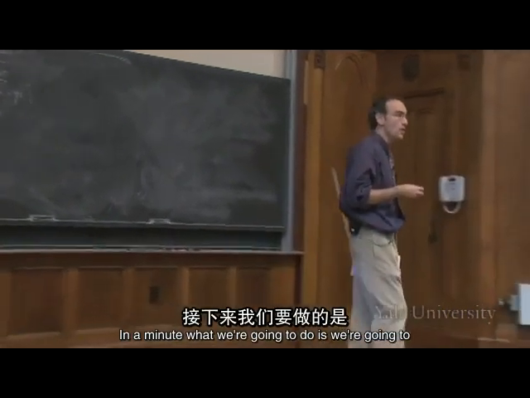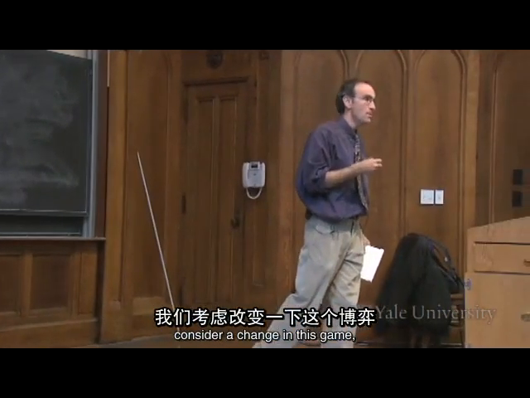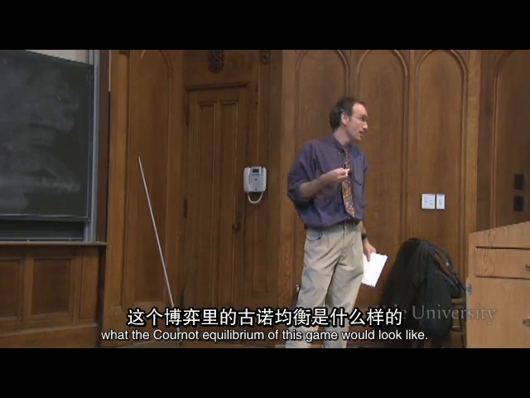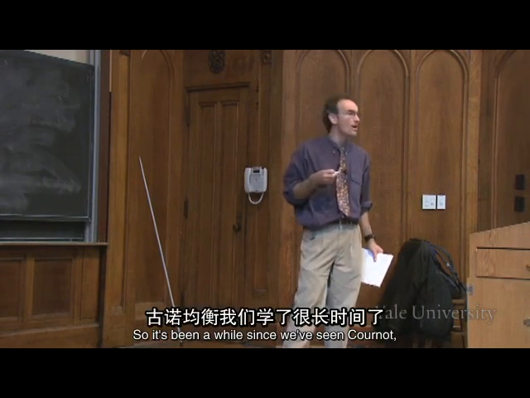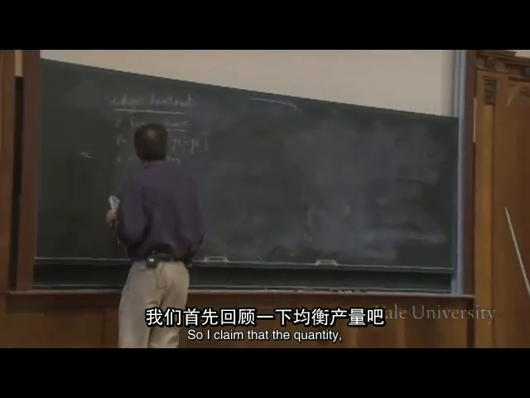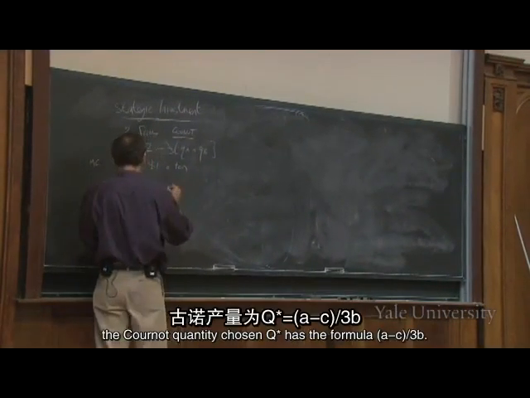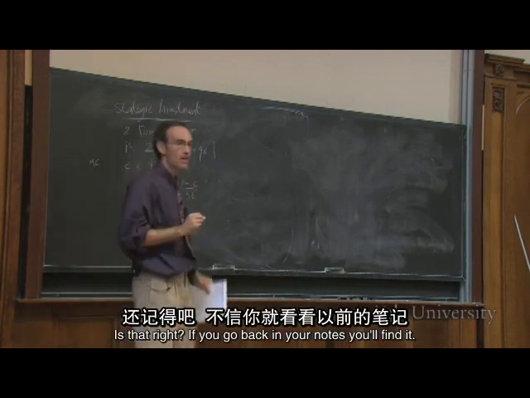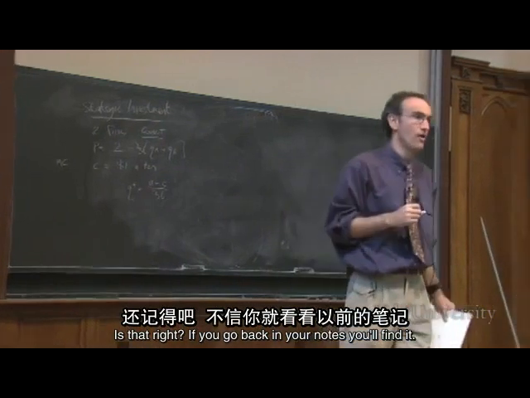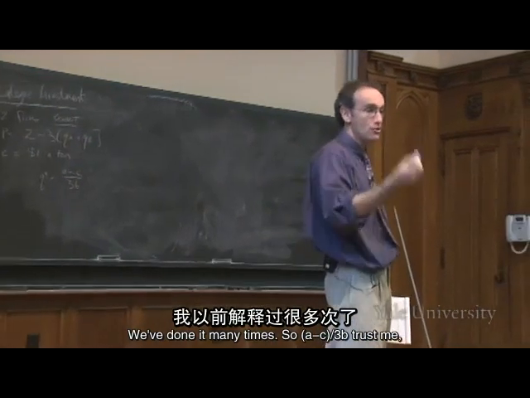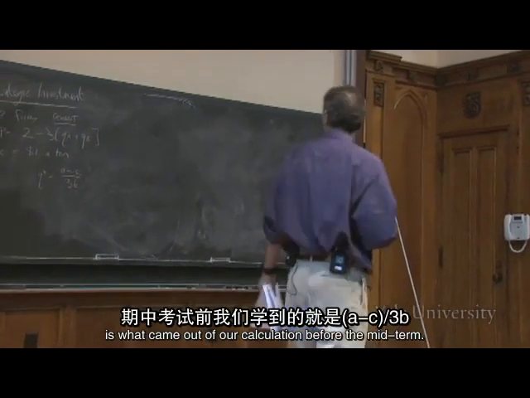Right? And in a minute, we're going to consider a change in this game. But before we do that, let's just remind ourselves what the Cournot equilibrium of this game would look like. All right, let's do a bit of a review. It's a while since we've seen Cournot, so let's remind ourselves. I claim that the Cournot quantity chosen, Q star, has the formula (A minus C) over 3B. If you go back in your notes, you'll find it. I'm not going to re-solve it here. We've done it many times. Trust me, that is what came out of our calculation before the midterm.